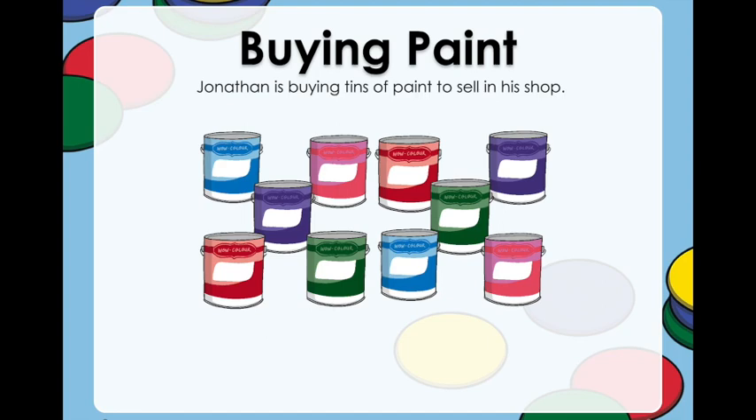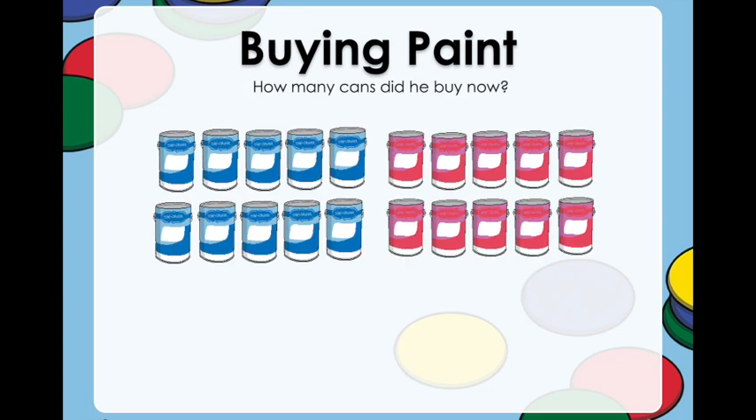Jonathan is buying tons of paint to sell in his shop. How much paint has he bought? Okay, so can you count how many tons of paint you can see over here? 1, 2, 3, 4, 5, 6, 7, 8, 9, 10. So there are 10 tons of paint over here. Now, how many cans did he buy?